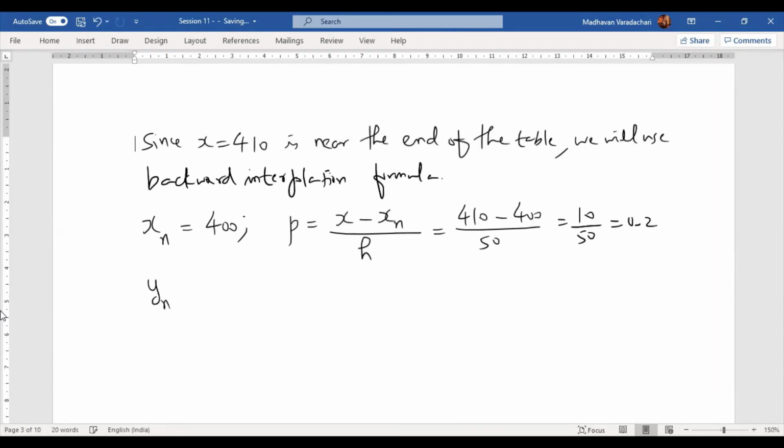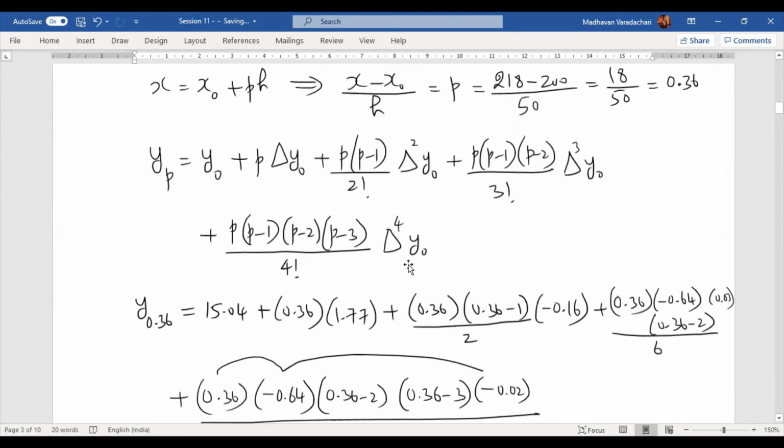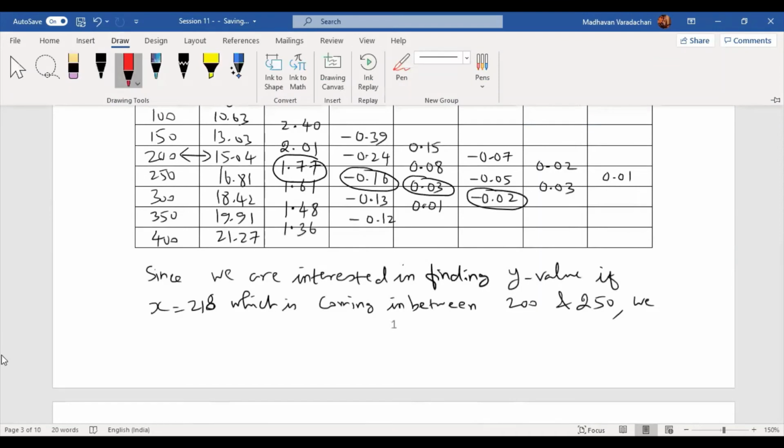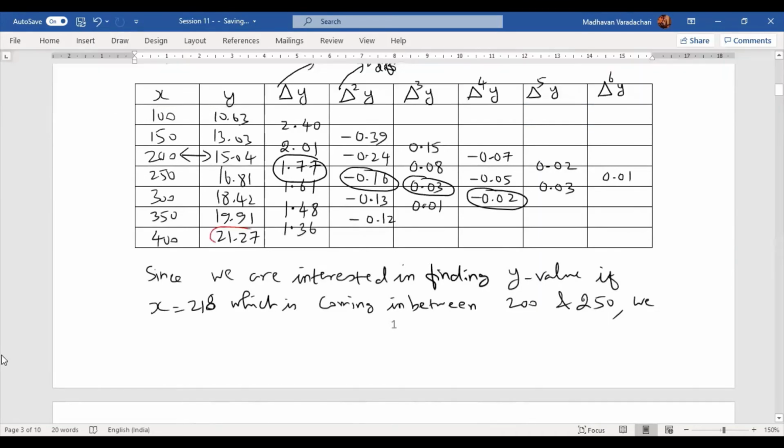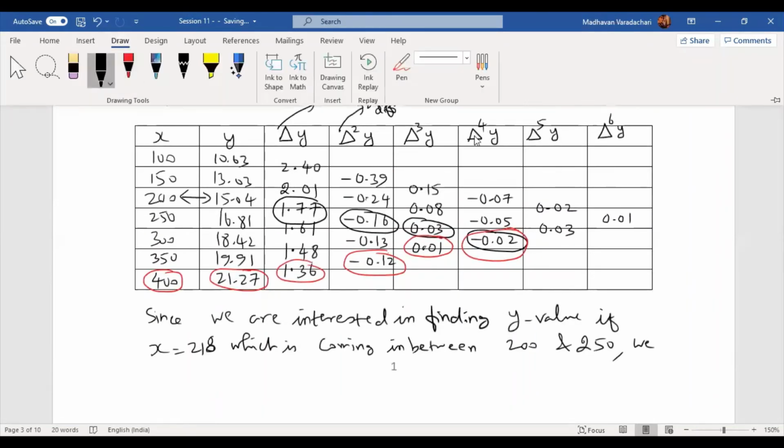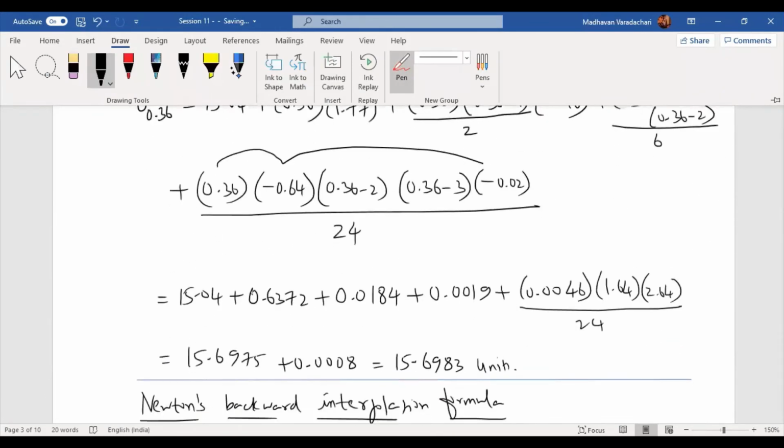Now, what is yn? Let me circle those in the table. This is our xn, this is our yn. These are the last values. We can consider more differences also, but we can stop at delta power 4 itself, because subsequent values will have very little impact.